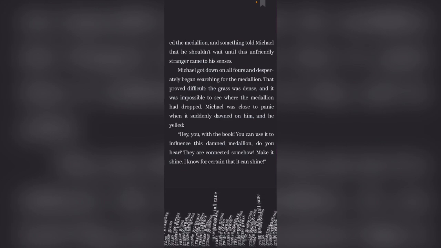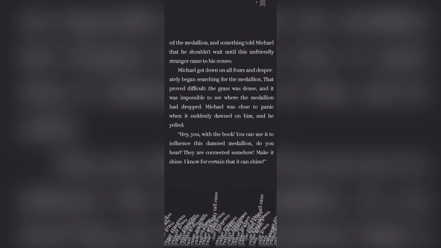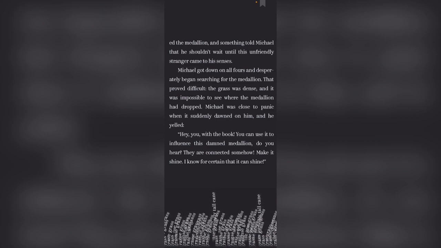Michael got down on all fours and desperately began searching for the medallion. That proved difficult. The grass was dense, and it was impossible to see where the medallion had dropped. Michael was close to panic when it suddenly dawned on him, and he yelled, "Hey you, with the book. You can use it to influence this damned medallion. Do you hear? They are connected somehow. Make it shine. I know for certain that it can shine."